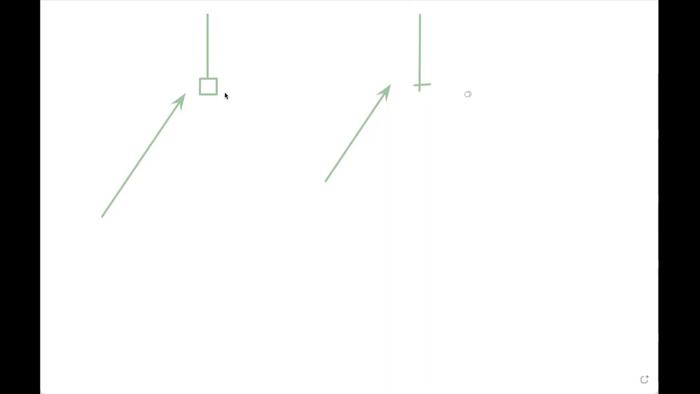Now let's talk about the kangaroo tail. See, this inverted hammer is also a type of kangaroo tail, because if you notice, it also has a small real body. Now, there is no standard definition of a kangaroo tail. See, small real body, long price rejection.